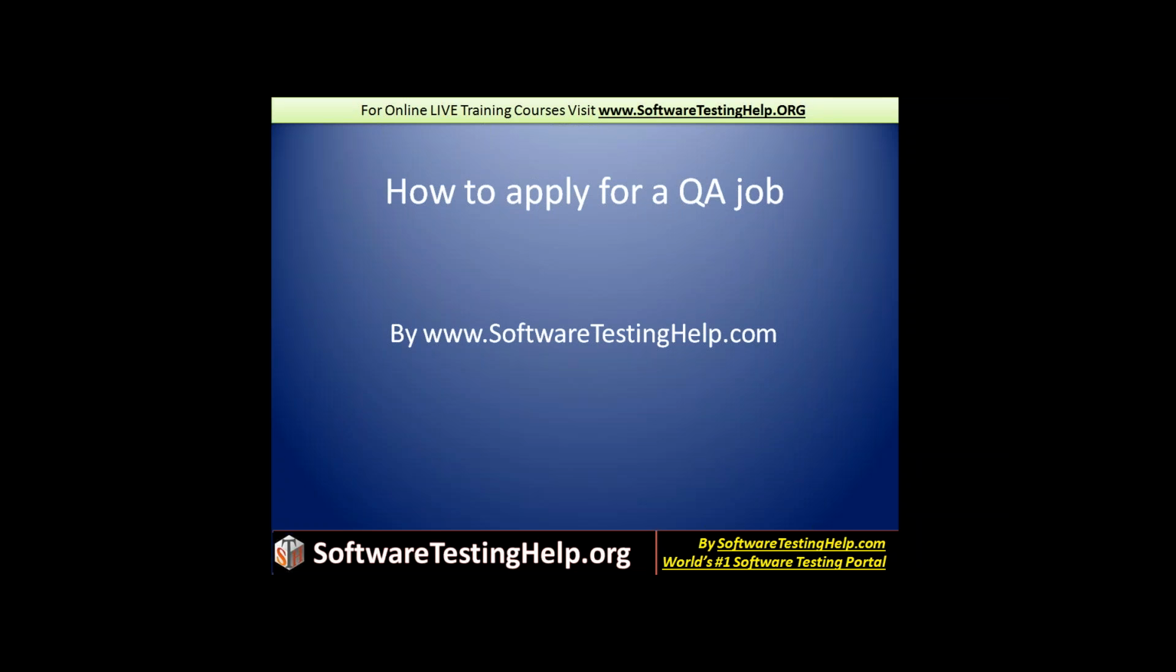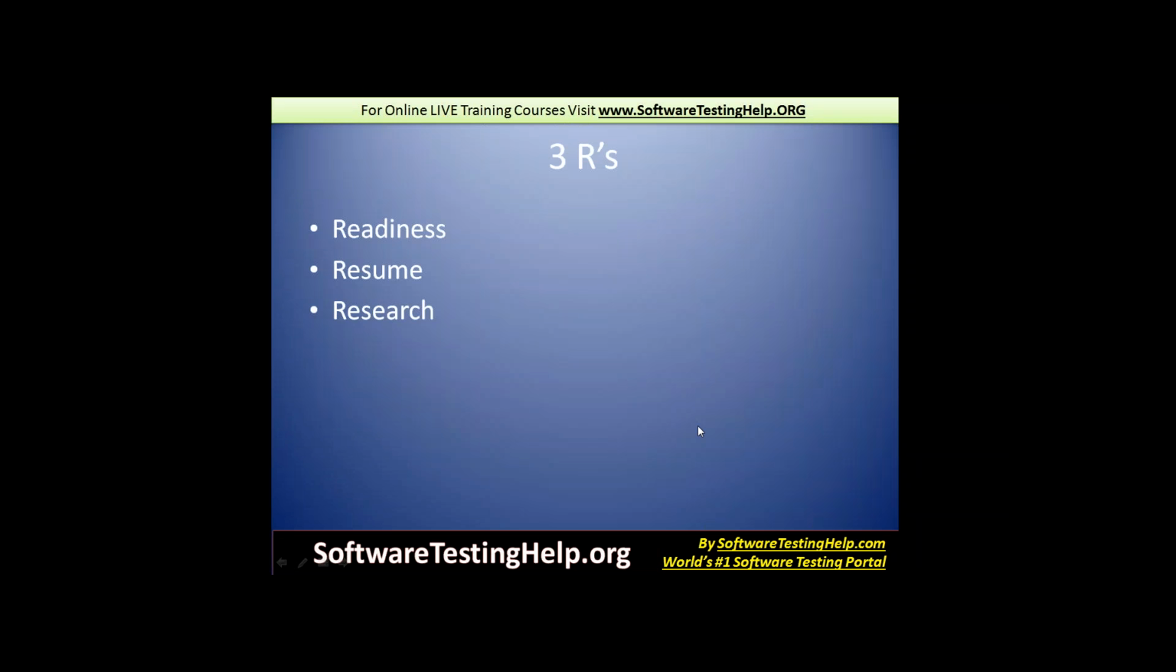So let's go ahead and get started and see what we think are a few tips and tricks that can help you with your job application process. Now, we believe that there are three R's that are crucial here. Number one, readiness. Second, your resume. Third, the research. The very first one, readiness.